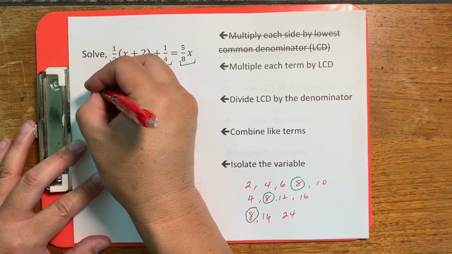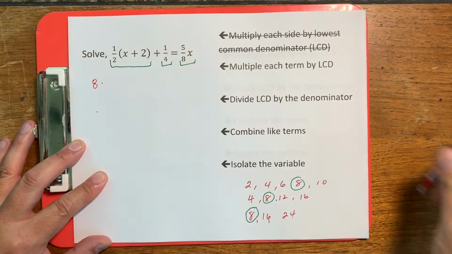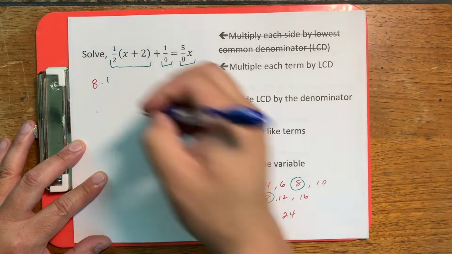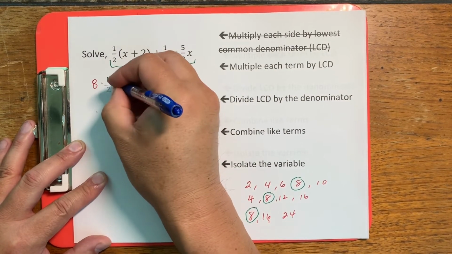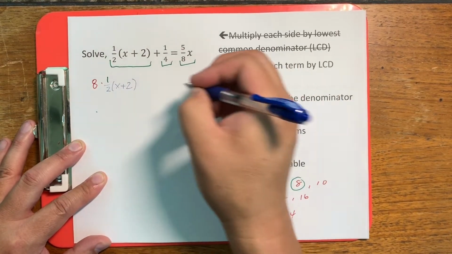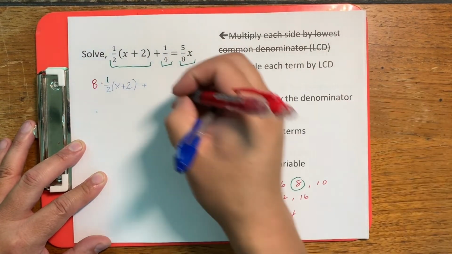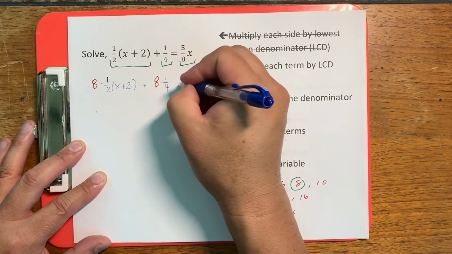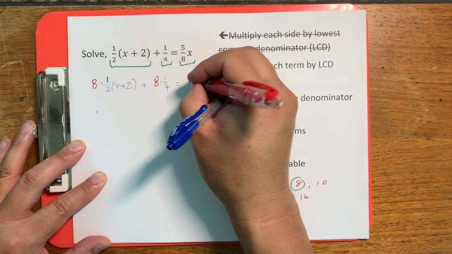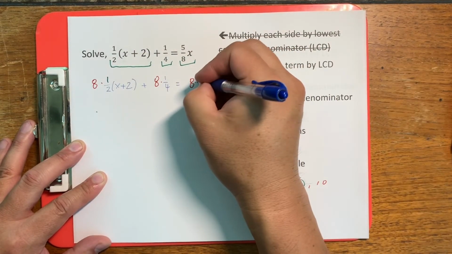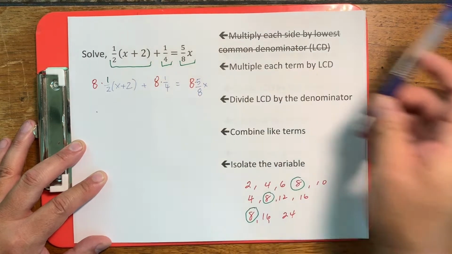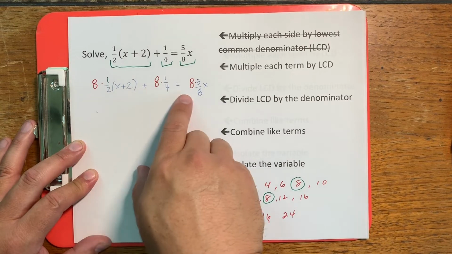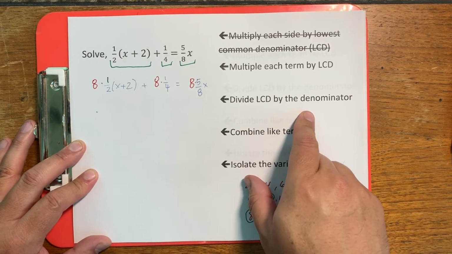Okay, so I'll get 8 times 1/2 x plus 2, plus 8 times 1/4 is equal to 8 times 5/8x. And then what we want to do is divide the lowest common denominator, the 8, by the denominator of each term.